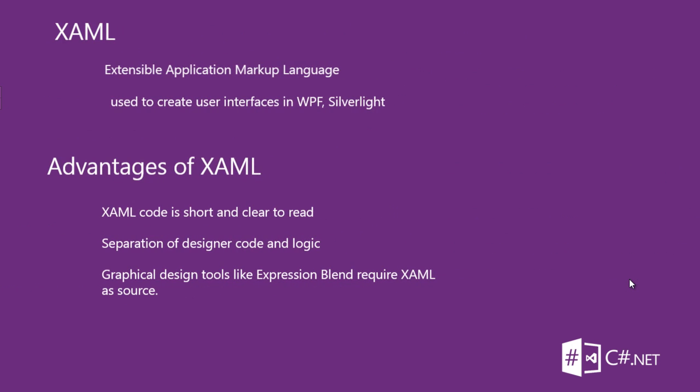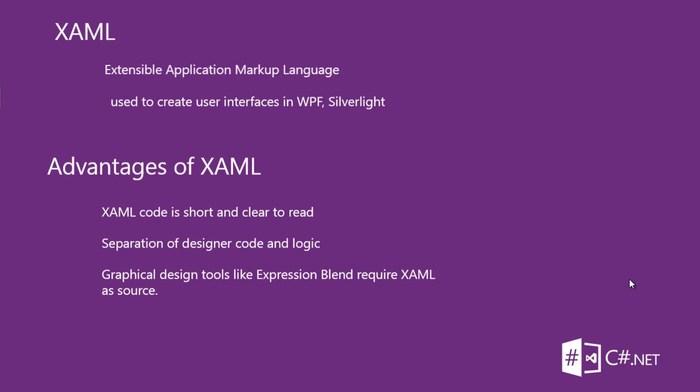XAML stands for Extensible Application Markup Language. It's a simple language based on XML to create and initialize .NET objects with hierarchical relations. Today, XAML is used to create user interfaces in WPF and Silverlight, declare workflows in WF, and for electronic paper in the XPS standard. XAML code is short and clear to read. It gives a separation of designer code and logic.